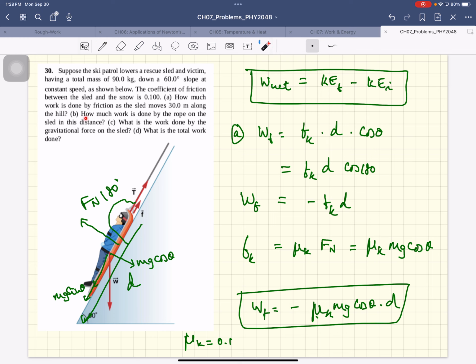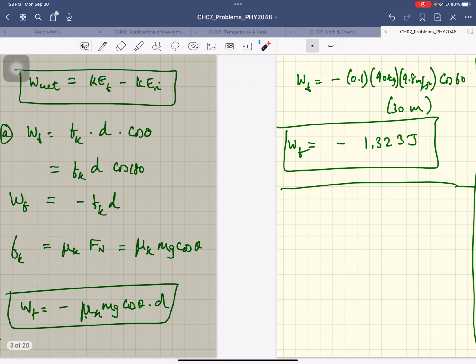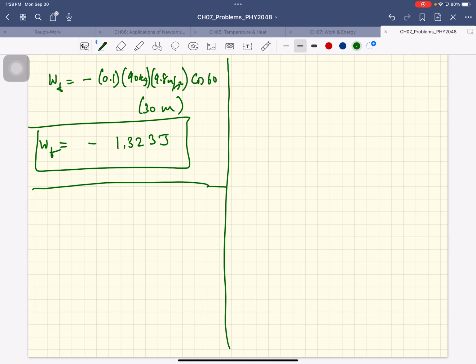Then what is the second piece? How much work is done by the rope on the sled in this distance? So the rope is applying a force like that. And again, this guy is moving in this direction. So the rope is also doing negative work because the angle is 180 degrees, again, between the force and the displacement. Okay, so the work done by the tension, again, tension is in this direction and displacement is in that direction, is tension times displacement times cosine 180.